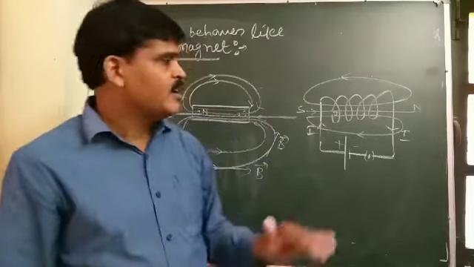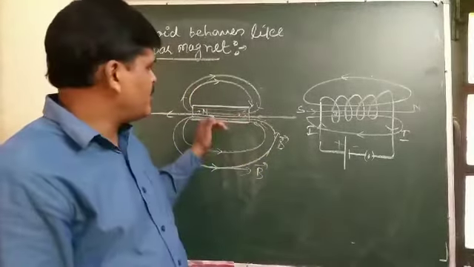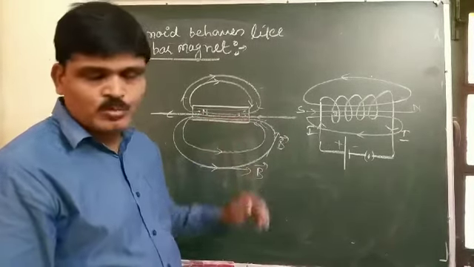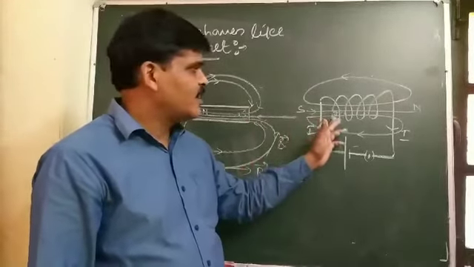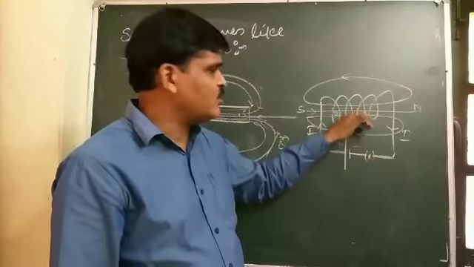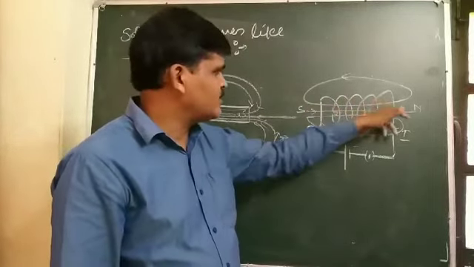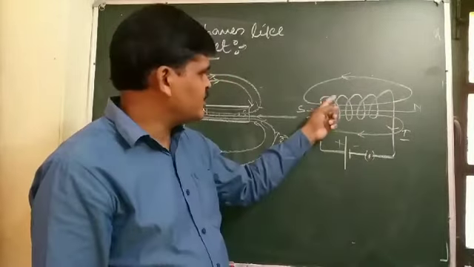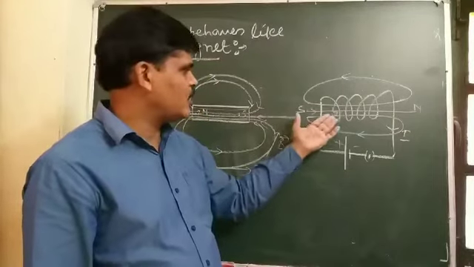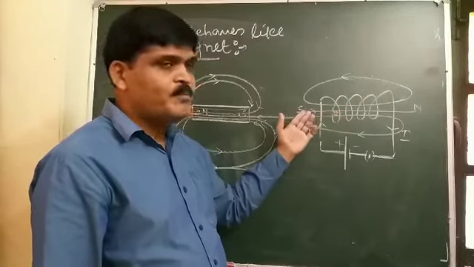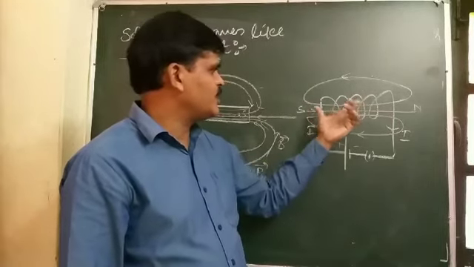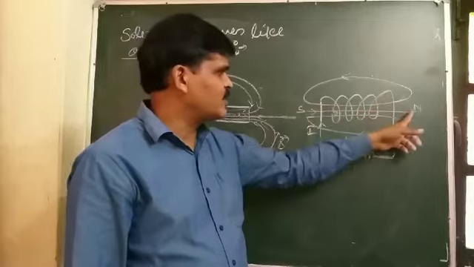It means that every current loop and bar magnet behaves like a magnetic dipole. It has a north pole and a south pole. In the same way, a current carrying solenoid also has a north pole as well as a south pole. If the current is flowing clockwise in the circular loop, the face towards you is south, and behind it is north. So this current carrying solenoid is also said to be a magnetic dipole because it has a north pole and a south pole.